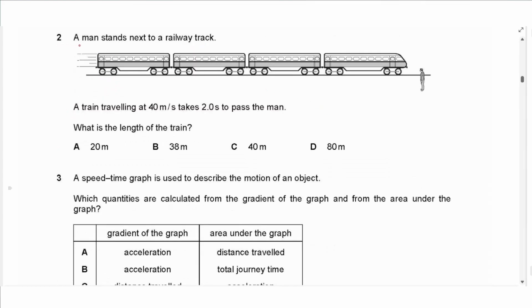Question 2 says a man stands next to a railway track. A train traveling at 40 meters per second takes 2 seconds to pass the man. So we have speed and we have time, and we need the length of the train, which is distance. So we can use distance equals speed multiplied by time. So we multiply 40 by 2, that gives 80 meters.